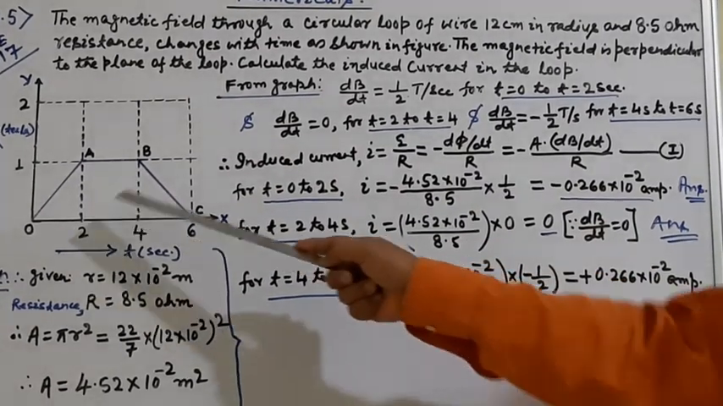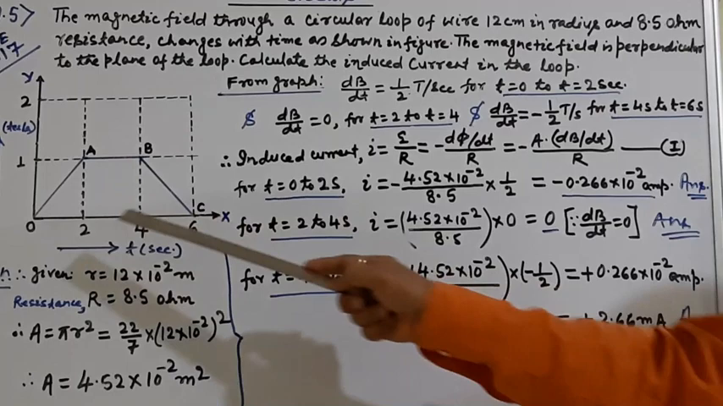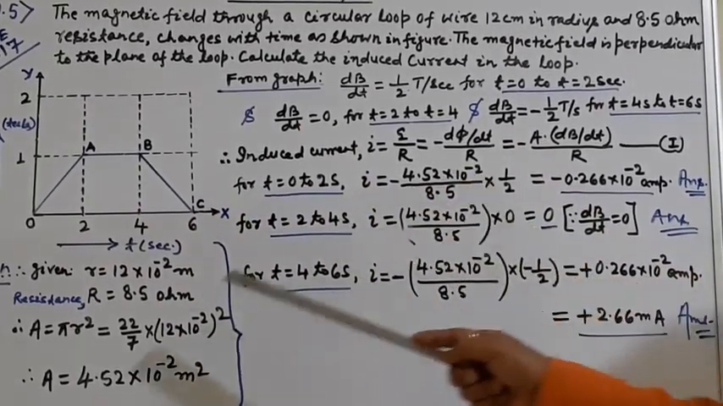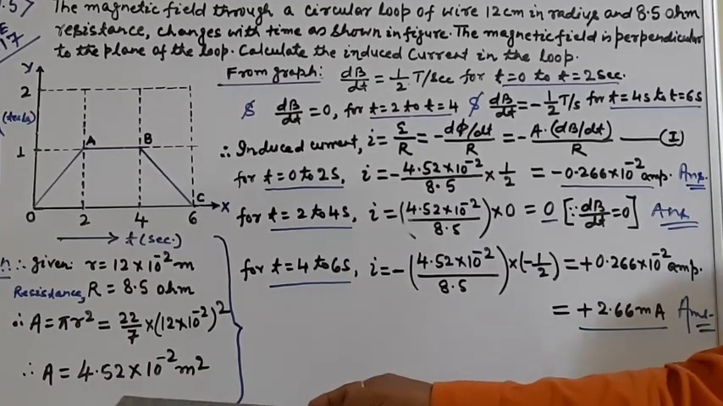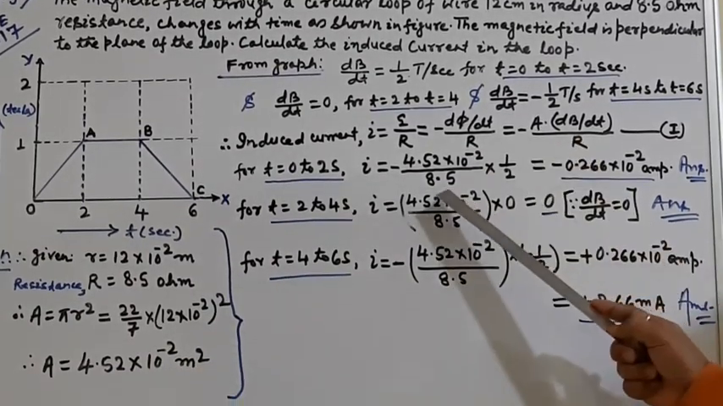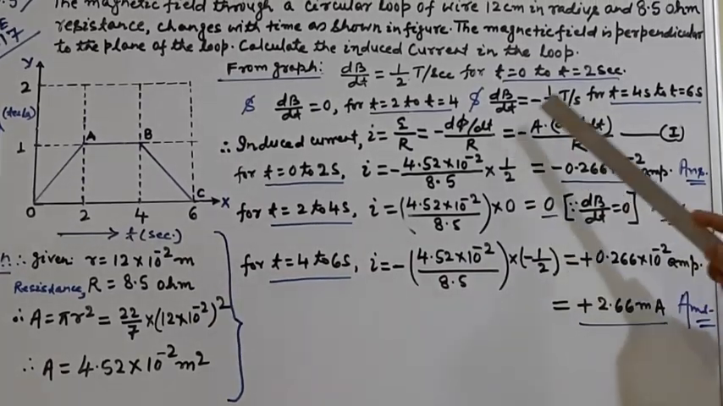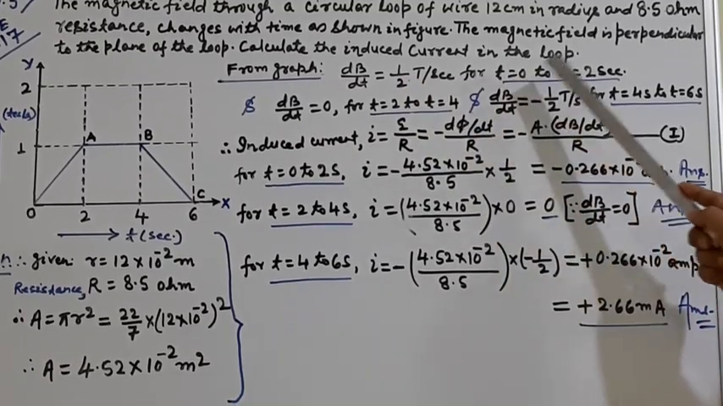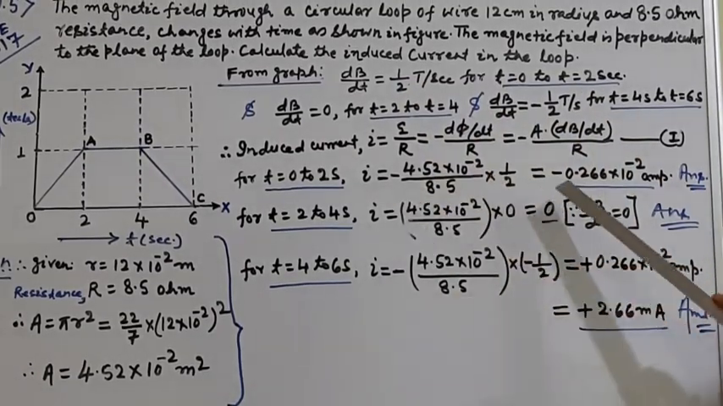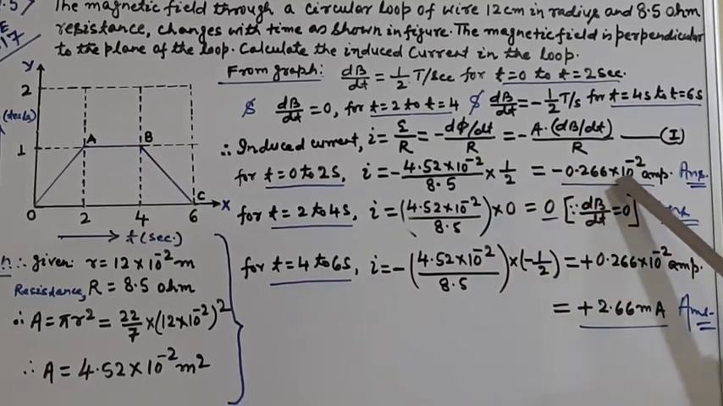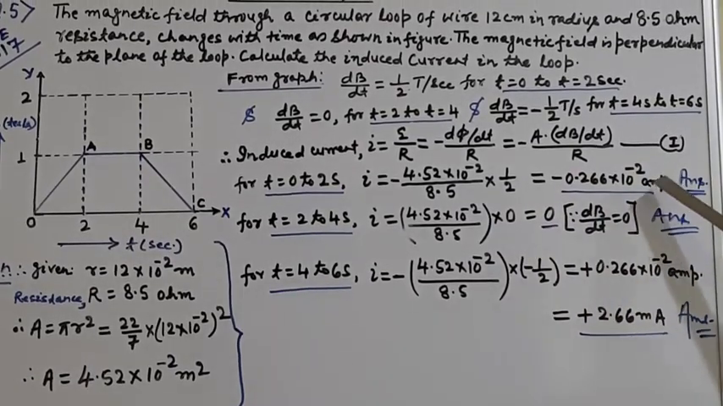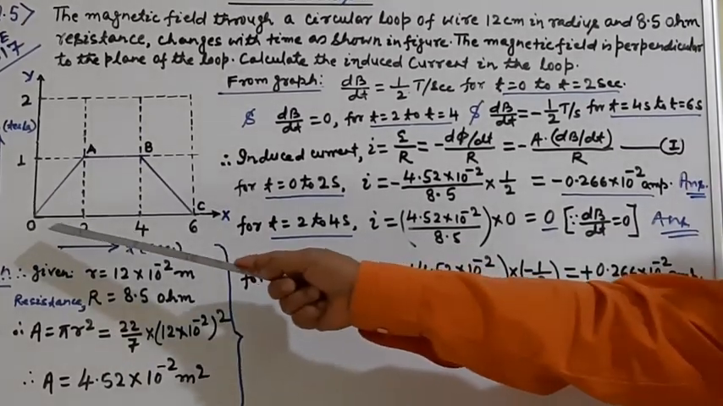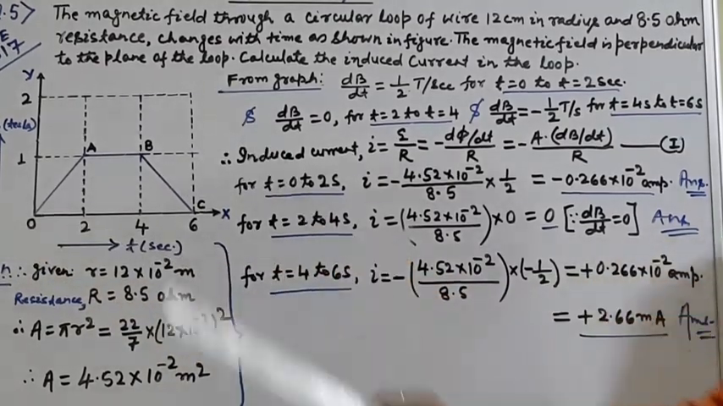First, for time 0 to 2 seconds, I is equal to area 4.5 into 10 to the power minus 2, already we have calculated earlier. Resistance is 8.5 ohm, it is given in the data, and dB by dt for this portion is 1 by 2 for 0 to 2 seconds. So when you solve this, we will get minus 0.266 into 10 to the power minus 2 ampere. You may convert it into milliampere also. This is the answer for the first part, the induced current from 0 to 2 seconds.